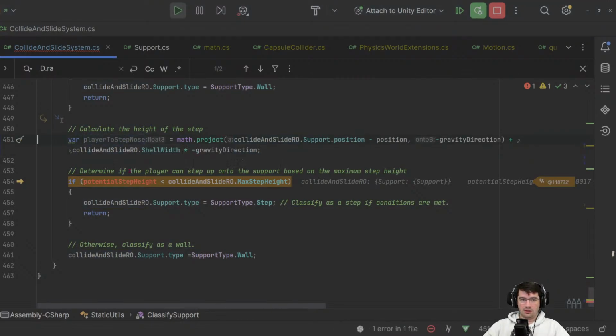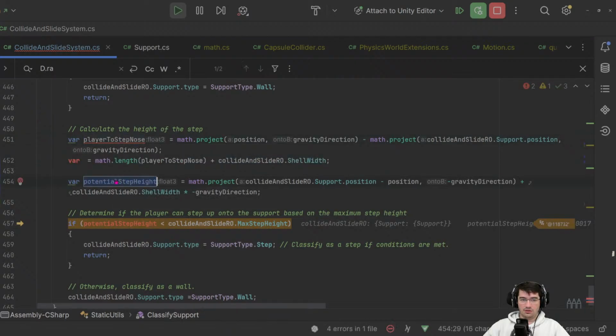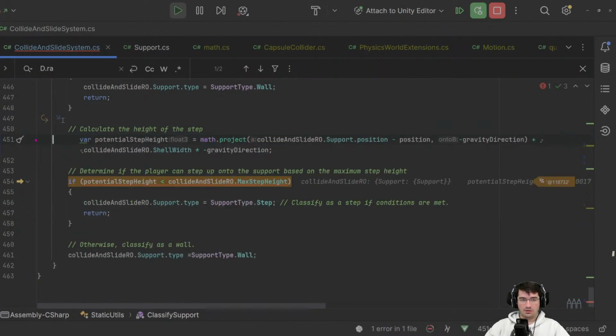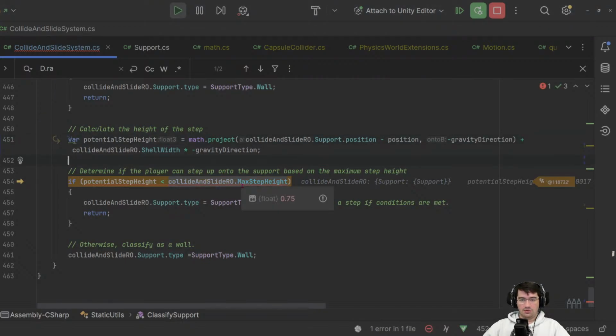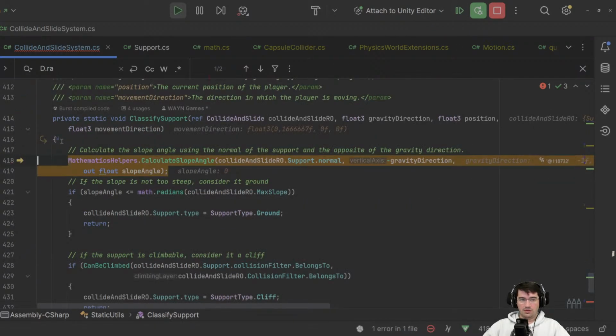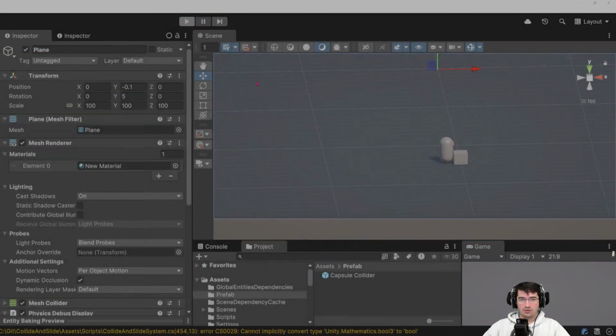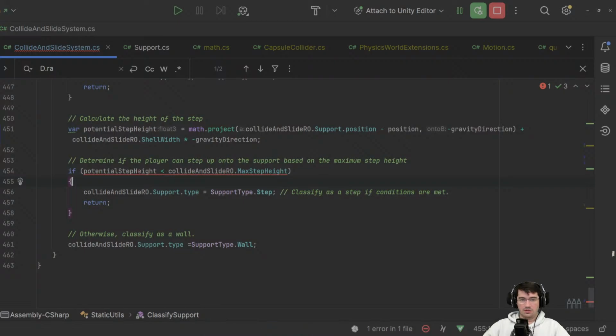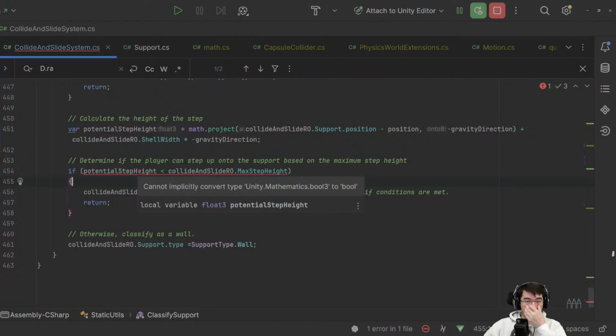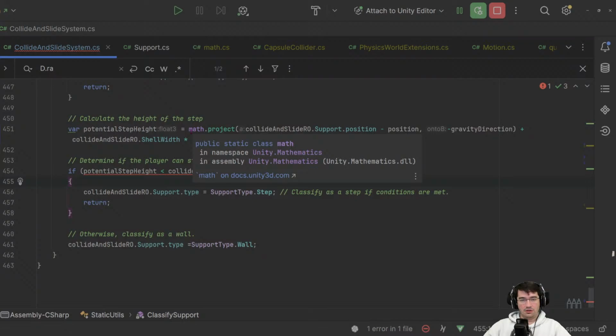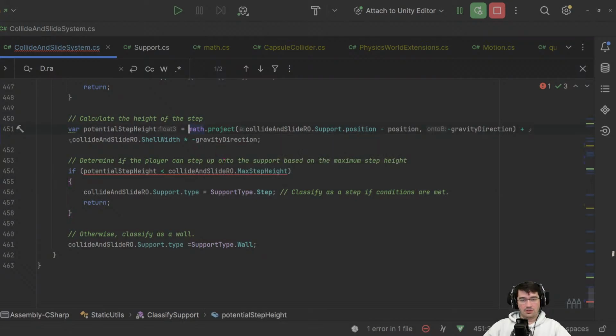And actually I need this name. And why are you not happy anymore? Stop it. Cannot implicitly convert bool 3. Okay, so I need the length of that one.